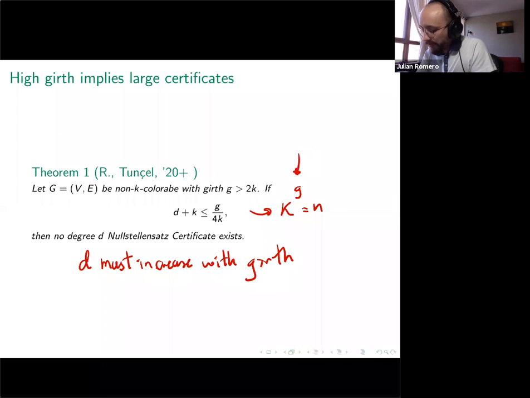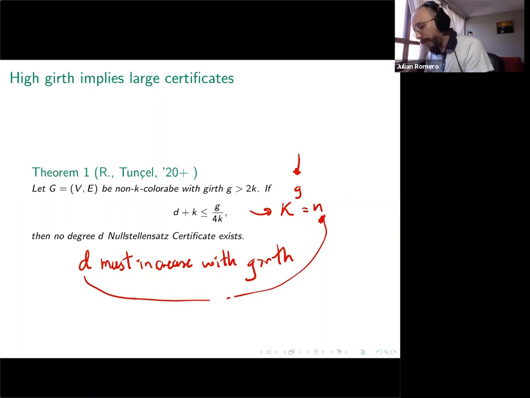So d is going to be logarithmic in n somehow, but still we're showing that the degree has to increase, which was the original question: at least to find a family that increases and requires large Nullstellensatz certificates. This is what I want to talk about today. Any questions at this point?